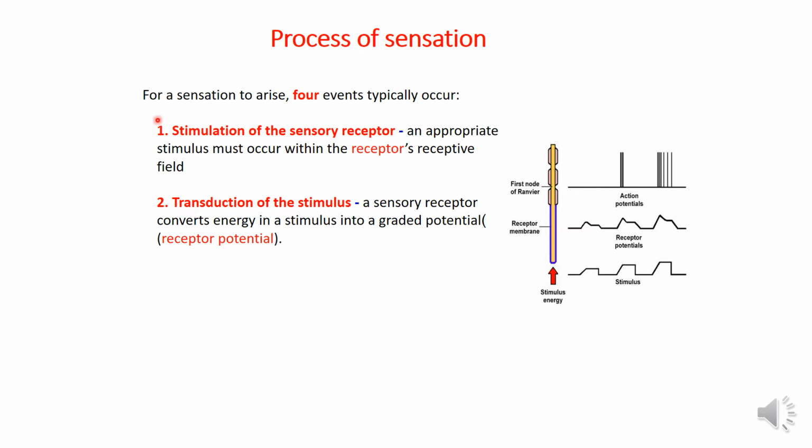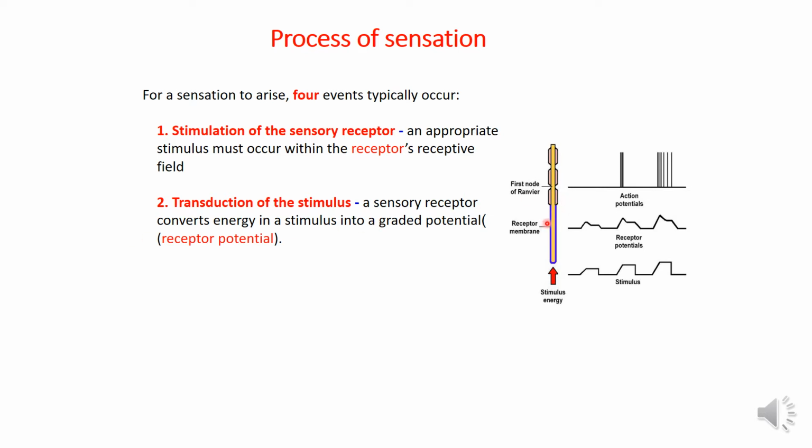So first is the detection of the change, then the transduction of the stimulus into a receptor potential, and in this condition, the receptor potential is a change in the membrane potential of the receptor. It is mostly depolarization, except the photoreceptor, which responds by producing hyperpolarization.